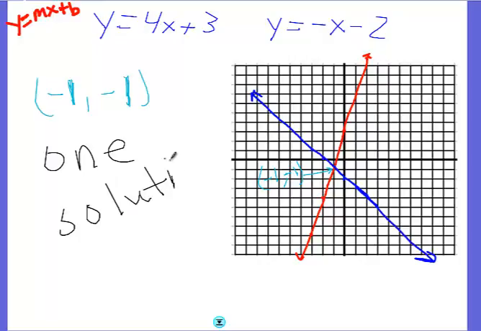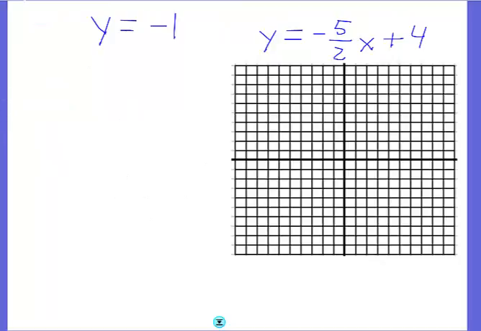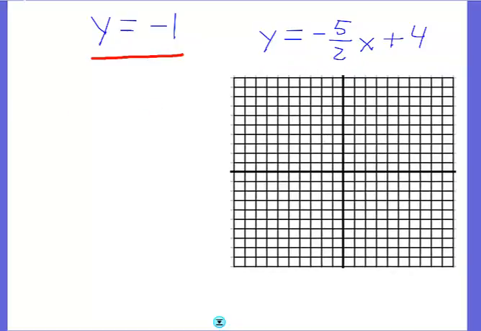Alright, hopefully that wasn't too much trouble. Really, when it comes to solving systems of equations, the biggest trouble kids run into is they just forget how to graph. So again, we're going to graph these lines. I'll graph the first one in red, second one in blue.